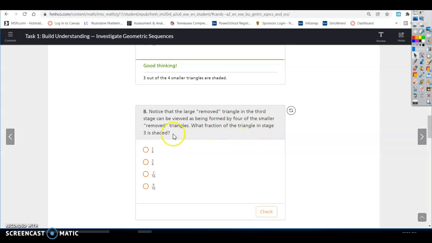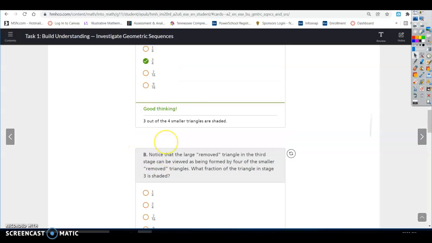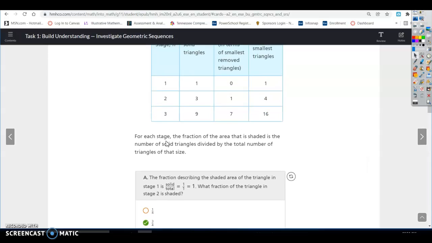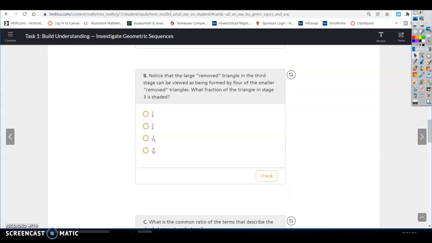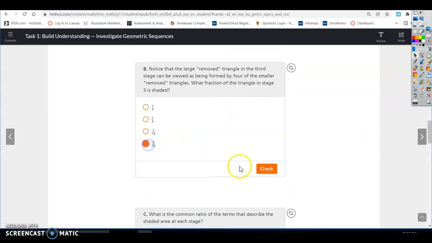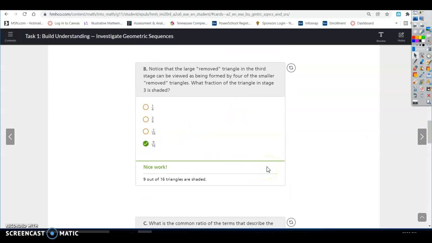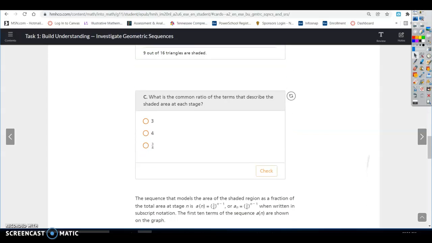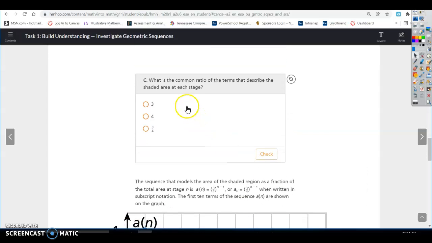What fraction of the triangle in stage 3 is shaded? So if you look at stage 3, it's going to be 9 over 16. And if you think about 3/4 times 3/4, 3/4 times 3/4 is 9 over 16. So that means our common ratio is going to be 3/4. So it says, what is the common ratio of the terms that describe the shaded area at each stage?